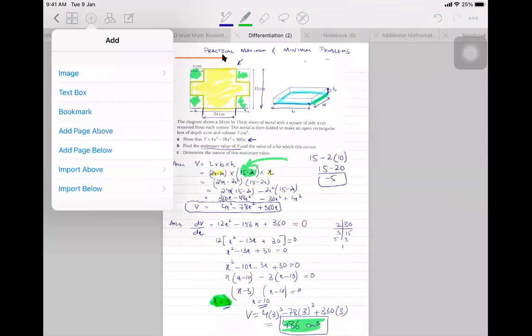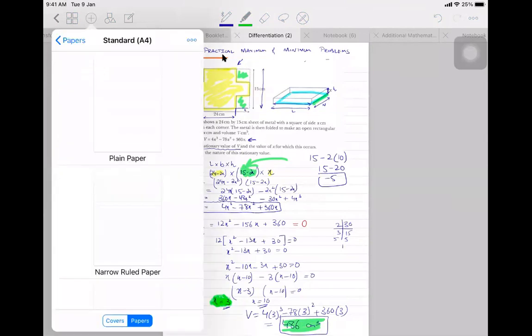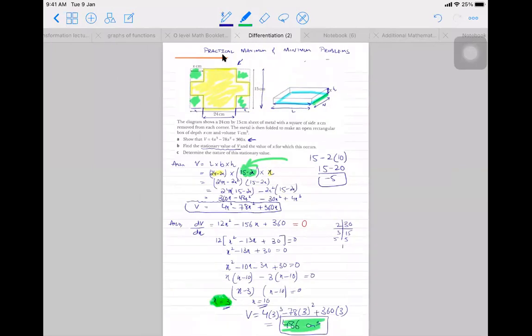Okay. Sure. Yeah. Now determine the nature of the stationary value. Is it the maximum possible volume or is it the minimum possible volume? So to find that, we are going to differentiate the derivative of volume. dV over dx was 12x squared minus 156x plus 360.